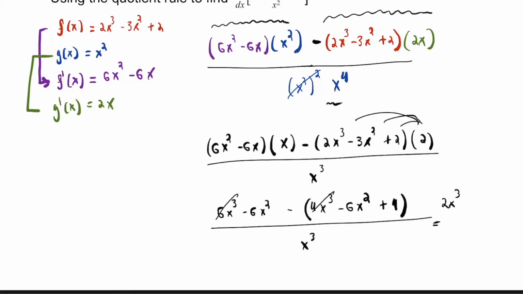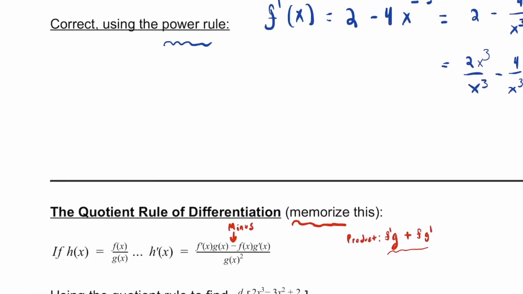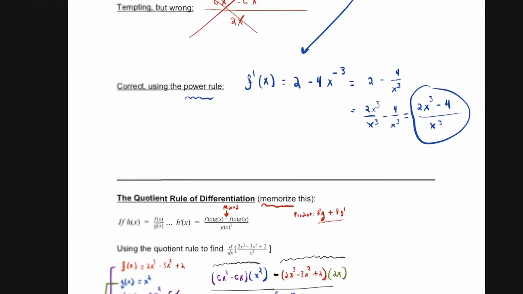Negative 6x squared minus negative 6x squared, anything minus itself is 0, those are gone. And finally, we have minus 4. So 2x cubed minus 4 over x cubed.